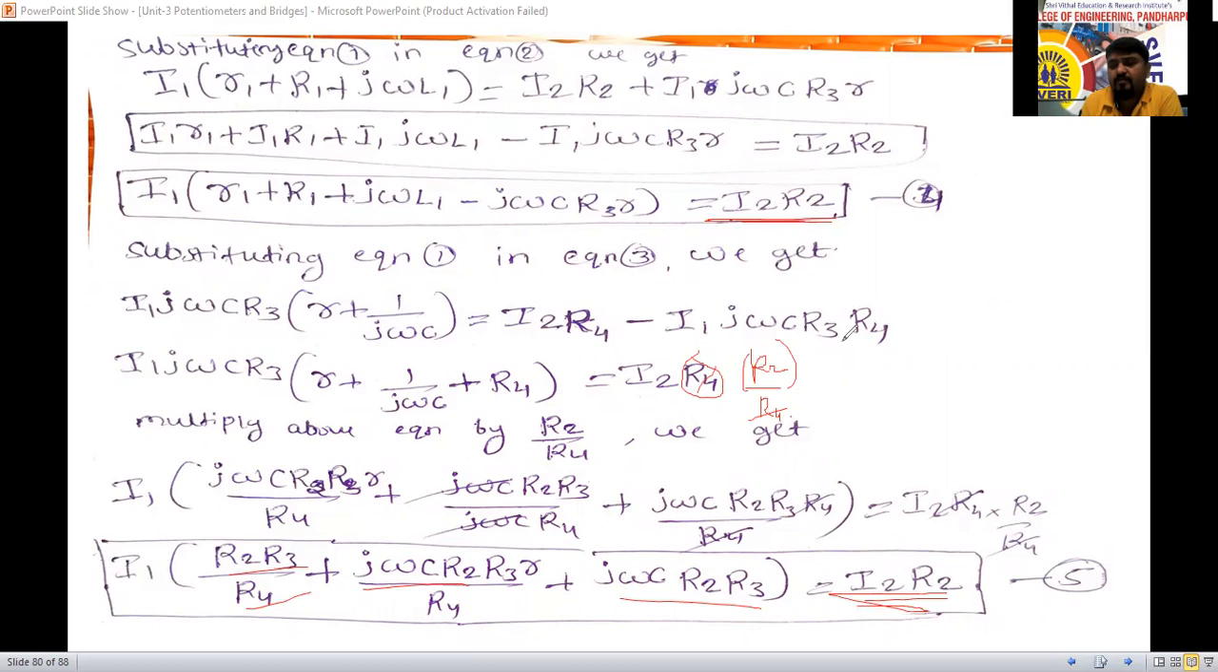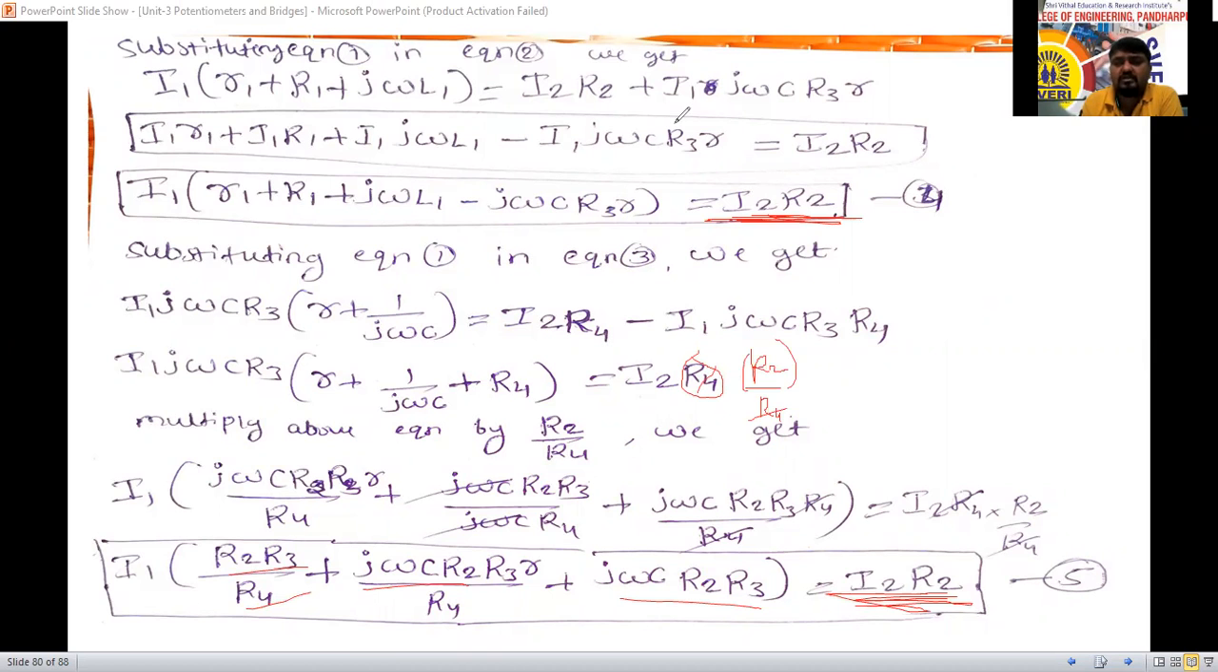Both are same here. The RHS side of equation number 4 is I2 R2. Equation number 5 is also I2 R2. So what we have to do?